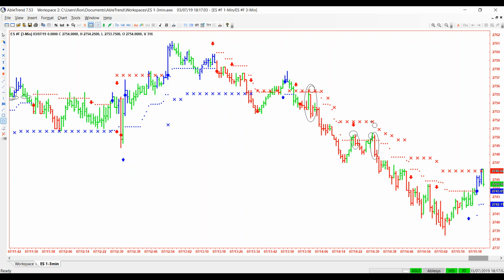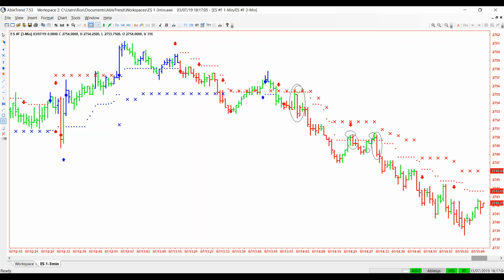Red bar, red dot, red X. There's a sweet spot. Sweet spot, prices pull back up to the red dots, and they go from green to red. The close of the red bar, well, the open of the next bar, we're market short. Market short, 3 greens in a row.